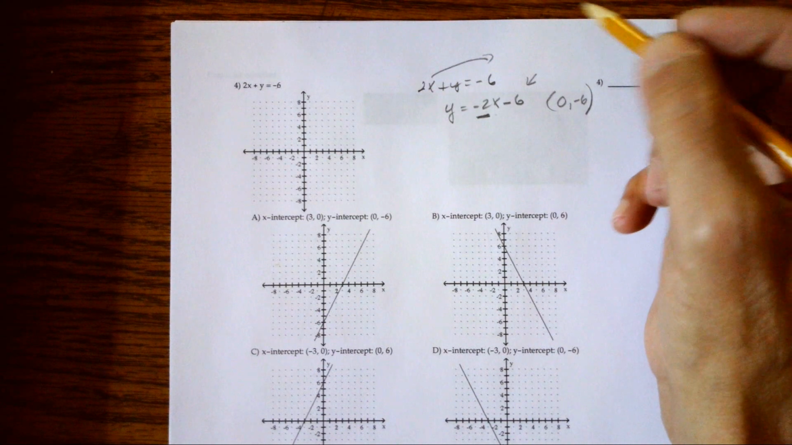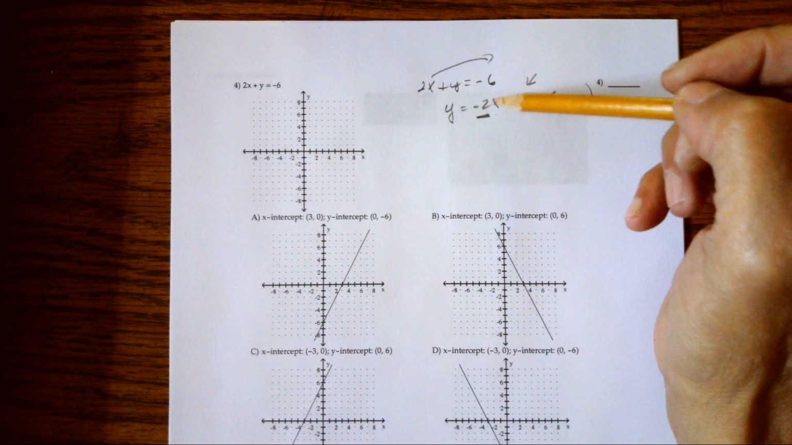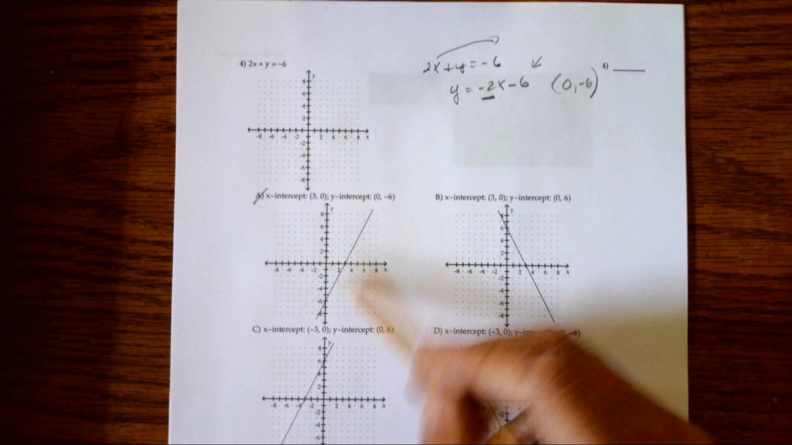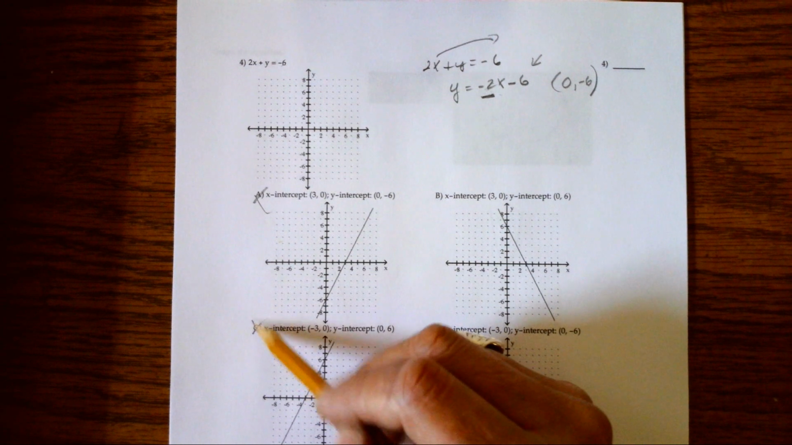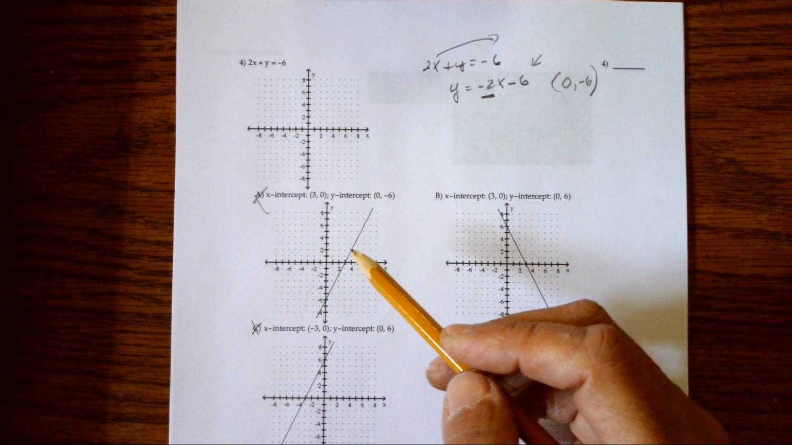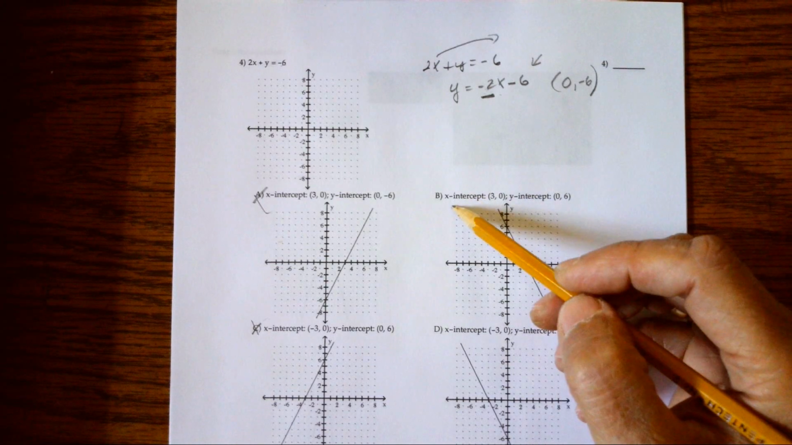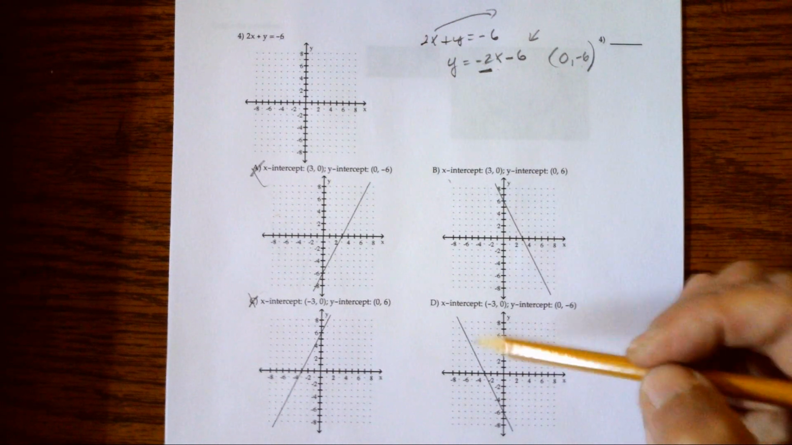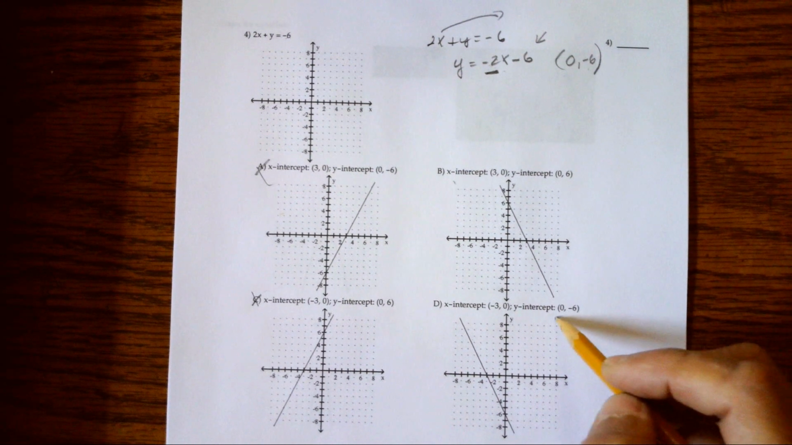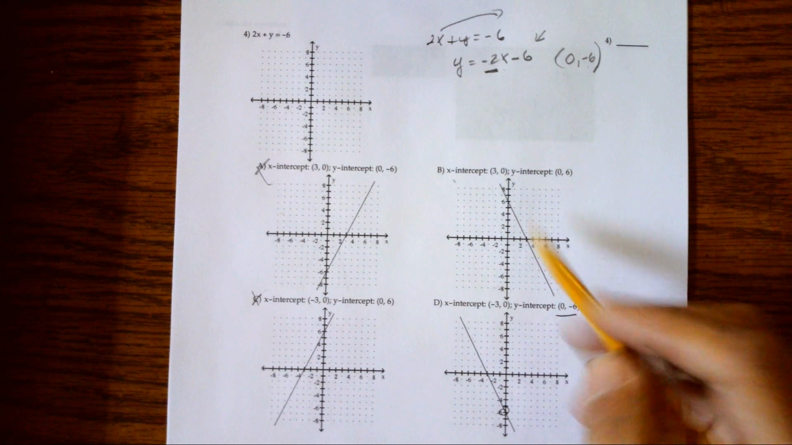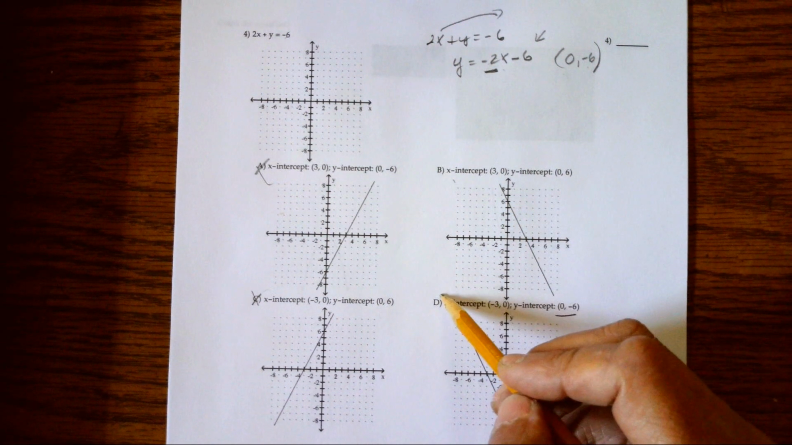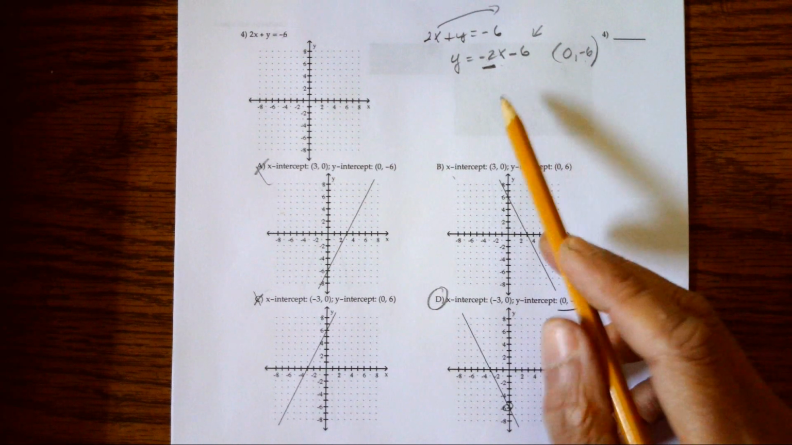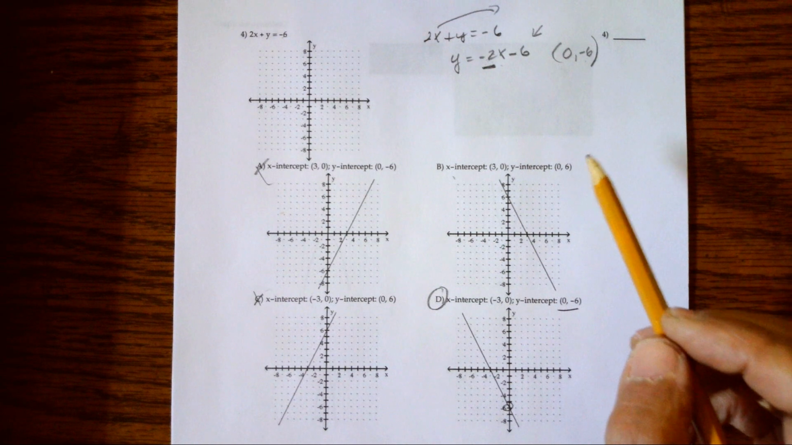Already I knew that my line is slanting downhill because I have a negative slope, so it can't be letter A, which goes uphill. It can't be letter C, which goes uphill too. So it's either going to be B or D, and I'm looking for the one that has the y-intercept of (0, -6). Obviously this is the one here, there's my y-intercept of -6. This has a +6 here. So letter D is the correct answer. (0, -6) right here, there's my y-intercept.